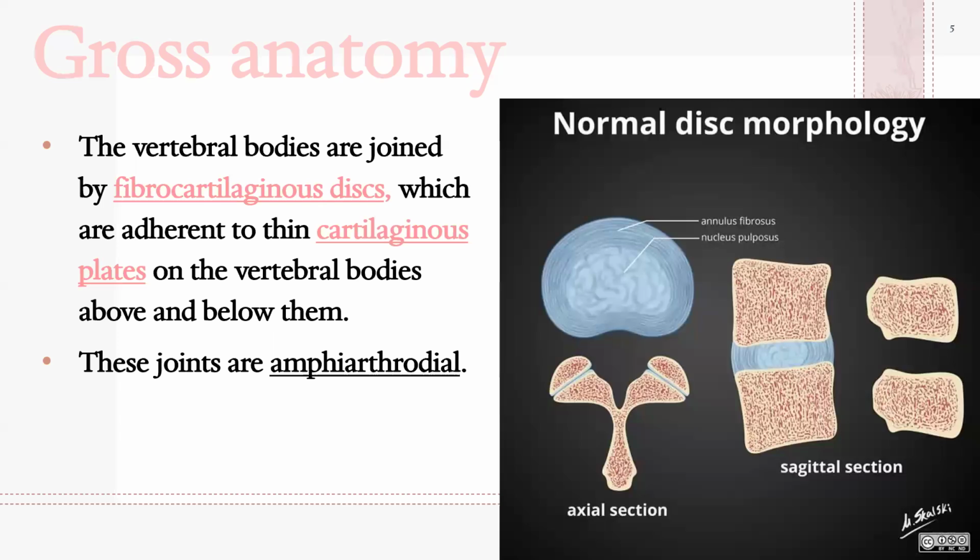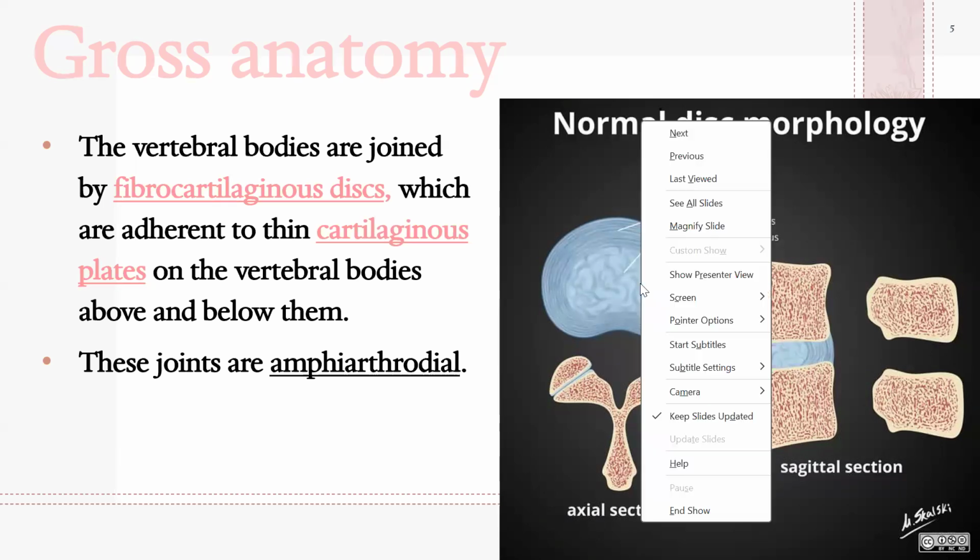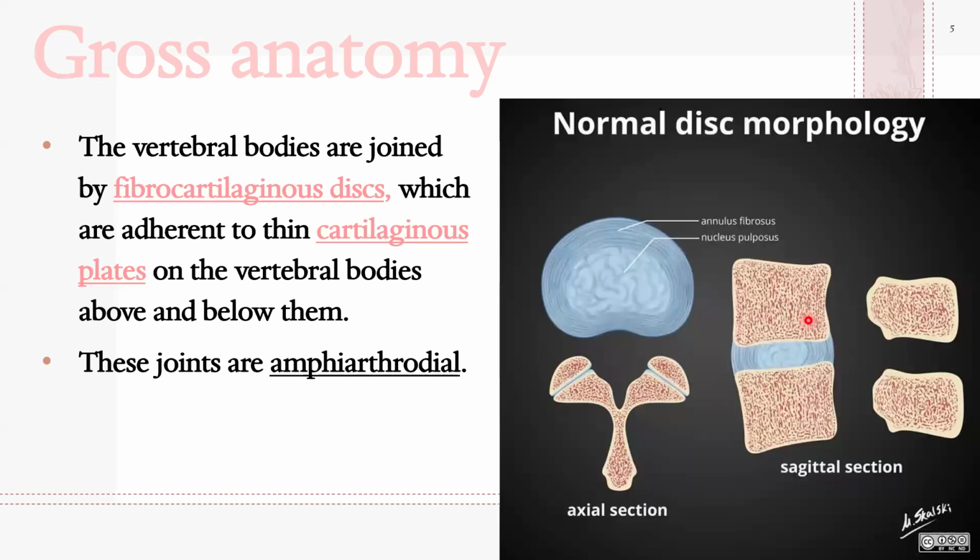The vertebral bodies are joined by fibrocartilaginous discs, which are adherent to thin cartilaginous plates on the vertebral bodies above and below them. As we see in this picture, this is the intervertebral disc between the two vertebrae above and below. These joints are considered amphiarthroidal joints that allow only slight movement and are found at the skeletal midline.